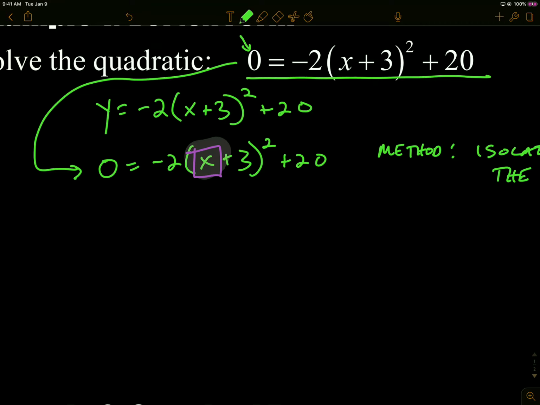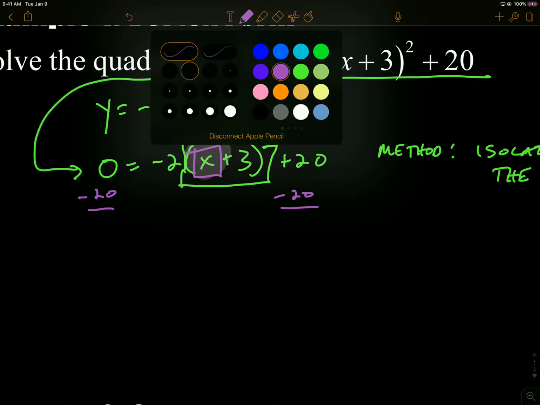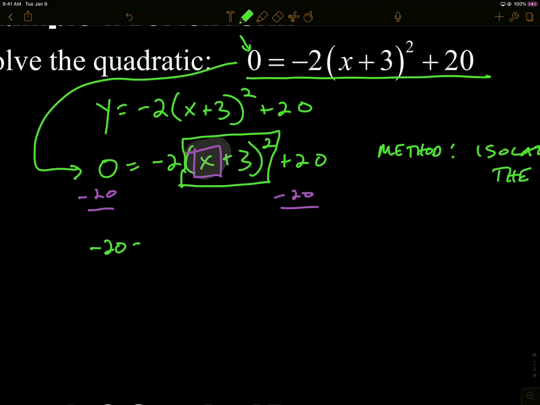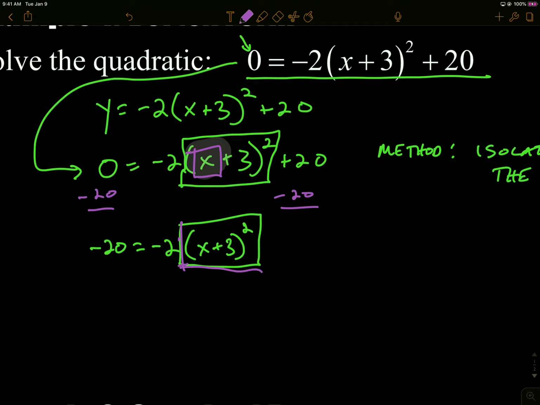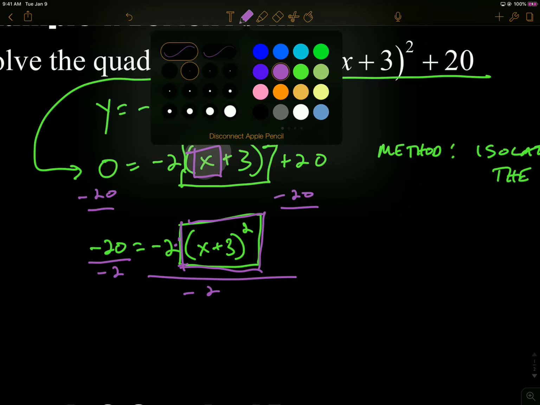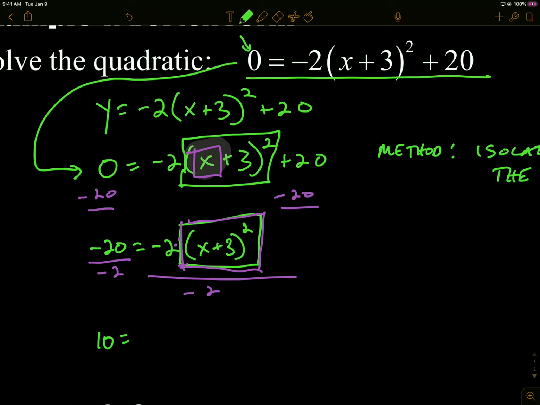So if I want to get x by itself, well, first of all, it's part of this bigger chunk of stuff, squared. So I want to get that by itself. What I'm going to do is subtract 20 off both sides of the equation. So I'll get -20 equals -2 times x plus 3 squared. Again, x is inside this big chunk of stuff, so I want to first get that by itself. Now I want to get rid of times -2, so I divide both sides by -2. And I get 10 equals x plus 3 squared.